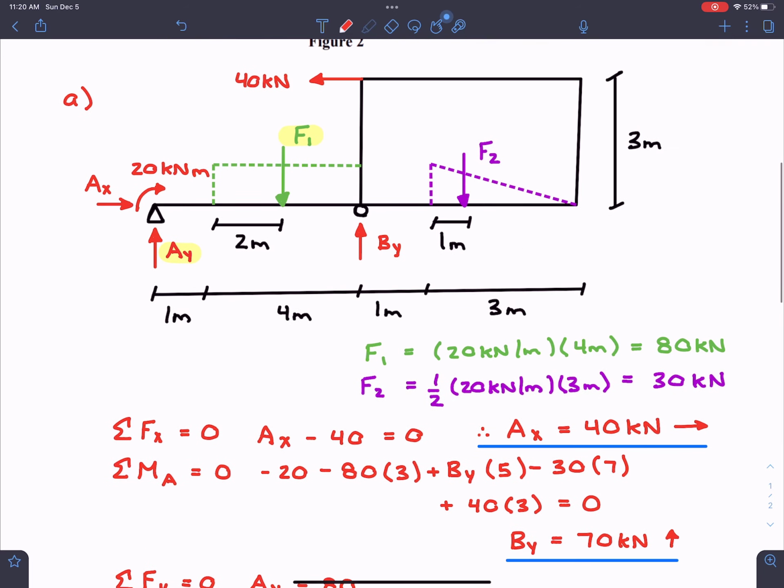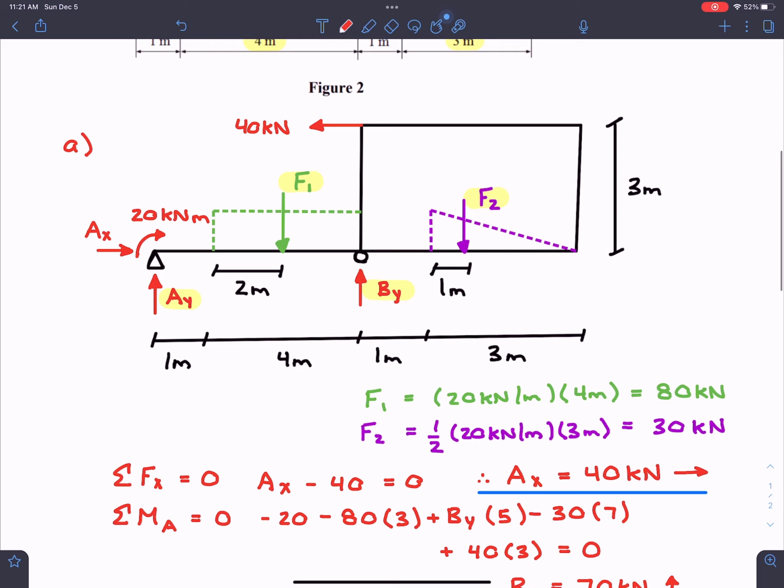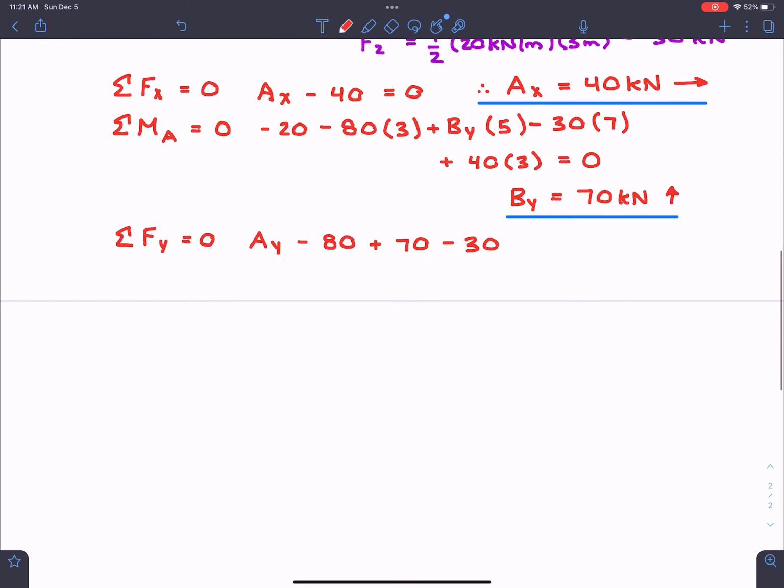And then again, just going left to right, we have plus By minus F2. So coming down here, we had plus By, and we know that By is actually 70. And then minus F2, which we said was equal to 30. And if I look to the end of my beam, there's nothing else, so we can actually solve for Ay. And we'll see that Ay is actually equal to 40 kilonewtons. And our assumption of upwards was also correct, so 40 kilonewtons upwards.